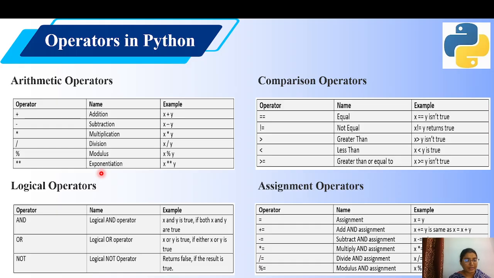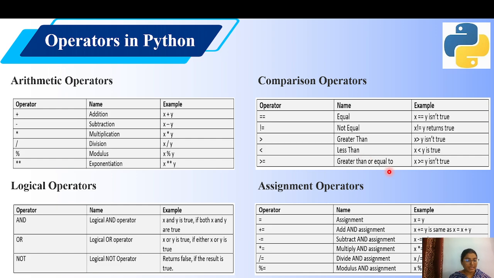So we have arithmetic operators, which perform basic mathematical operations like addition, subtraction, multiplication, division, modulus, and exponentiation, right? You must know that division returns the quotient value and modulus returns the remainder value. Then we have comparison operators, which compare two values and return true or false. You can see the examples here: equal, not equal, greater than, less than, greater than or equal to.